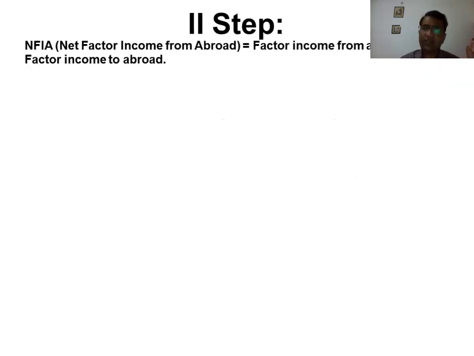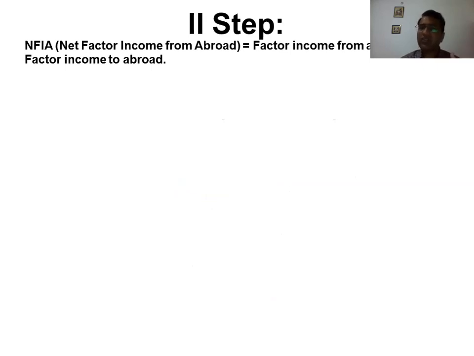The second step is to calculate national income. To calculate national income, we need net factor income from abroad, because national income is the income earned by the normal residents of a country. So how to calculate net factor income from abroad? Factor income from abroad minus factor income to abroad. The difference is called net factor income from abroad.